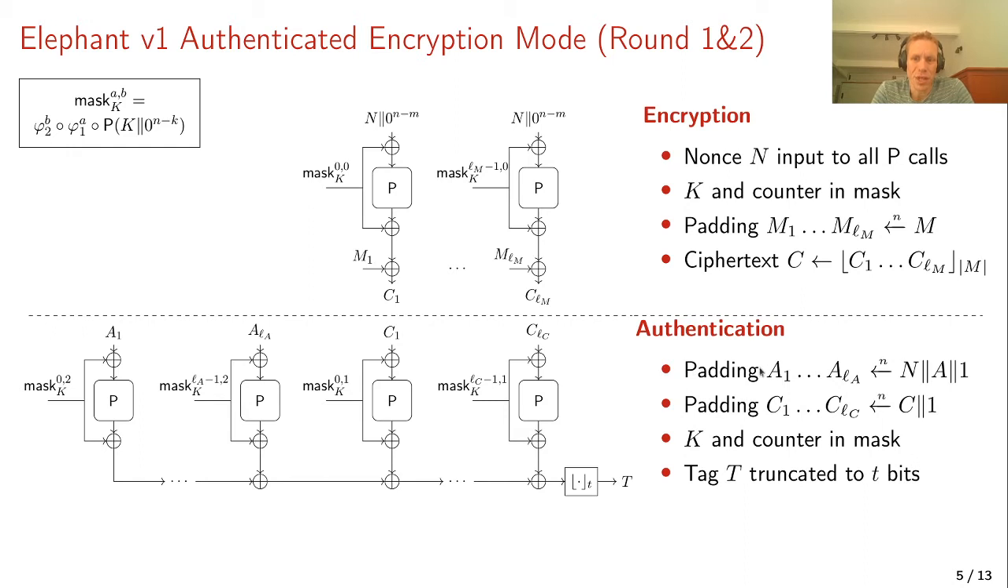Then we have associated data authentication, so we glue together the nonce and associated data and injectively pad it to n-bit blocks A1 up to ALA. The ciphertext is also injectively padded to C1 up to CLC, and we again use this masked permutation, but then with different parameters A and B. So for the ciphertext portion, we take B as 1, and A still runs from 0 to the number of blocks. For associated data, B is 2, and A runs from 0 to the number of blocks. All of these outputs are added, and you truncate to T bits to get a certain tag.